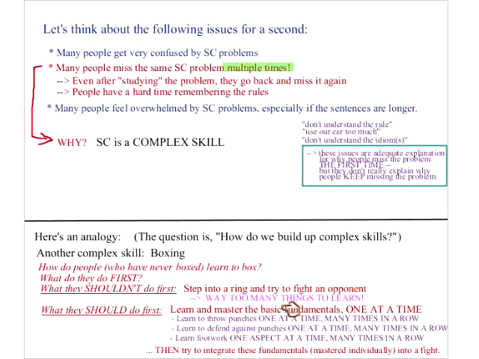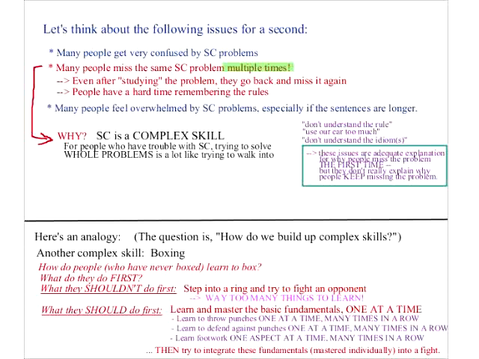Does anybody know where this analogy is going? What does this have to do with sentence correction? See if you guys get the insight here. There you go. So the problem with sentence correction is, again, sentence correction is a complex skill. And, I mean, for people who have trouble with sentence correction, trying to solve whole problems is a lot like trying to walk into a boxing ring and just randomly try to fight.